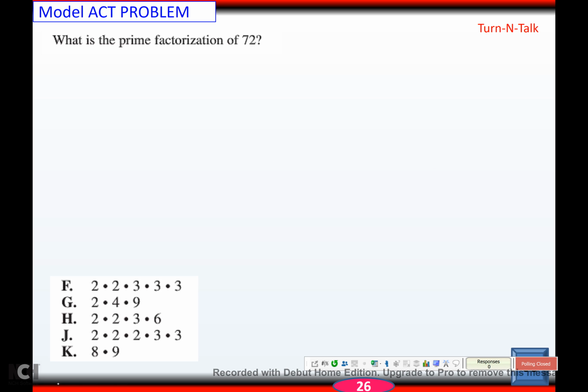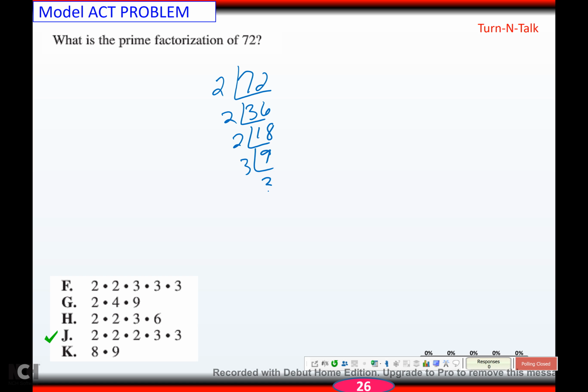Alright, try this one, hit pause, come back when you're ready. And hopefully you got J. If I break down 72 by primes, by 2 is 36, by 2 is 18, by 2 is 9, by 3 is 3. 3 2s, 2 3s.